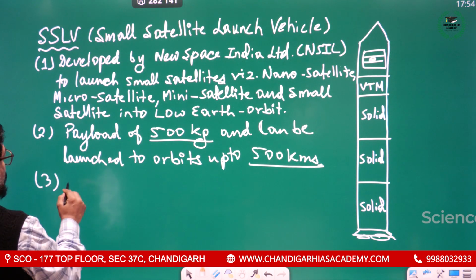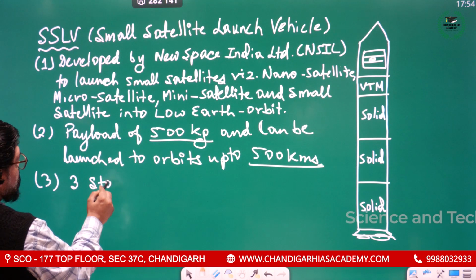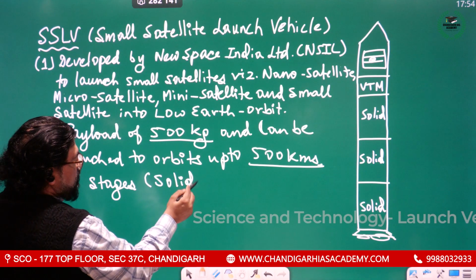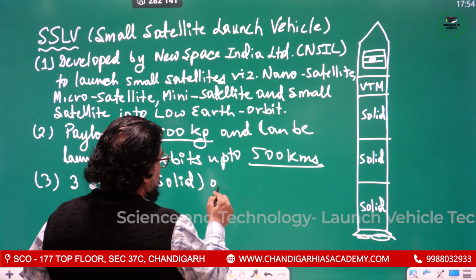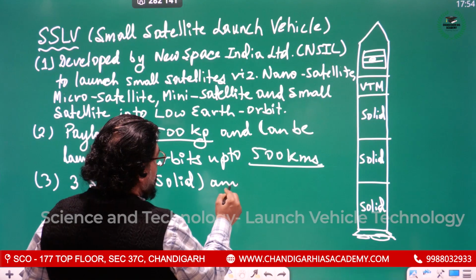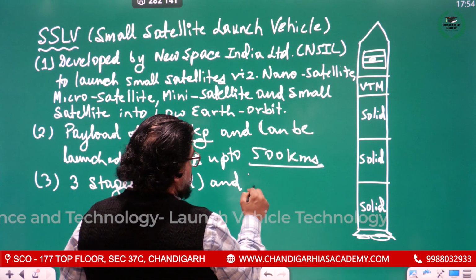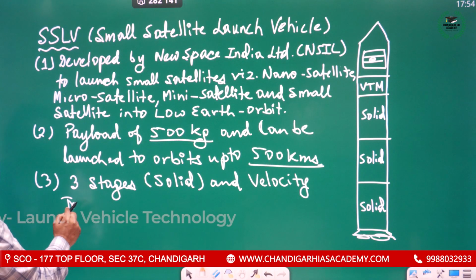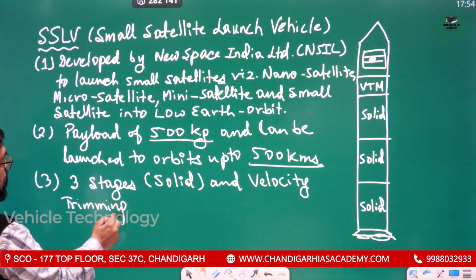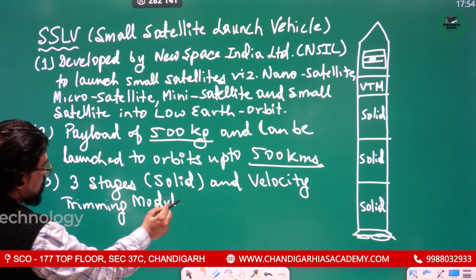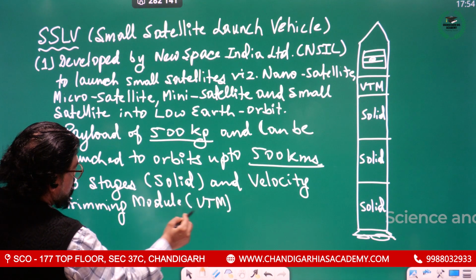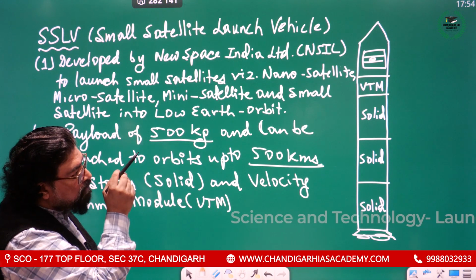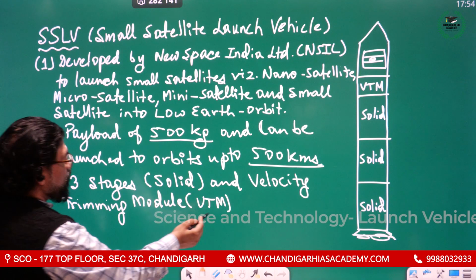Now, what is so unique here? It has 3 stages, right? Solid, you can see first, second, third, solid fuel or propellant, and the velocity trimming module, which is a very small module, what you call VTM. So actually, it is basically a 3 stage rocket, but at the last, the speed can be reduced by using the velocity trimming module.